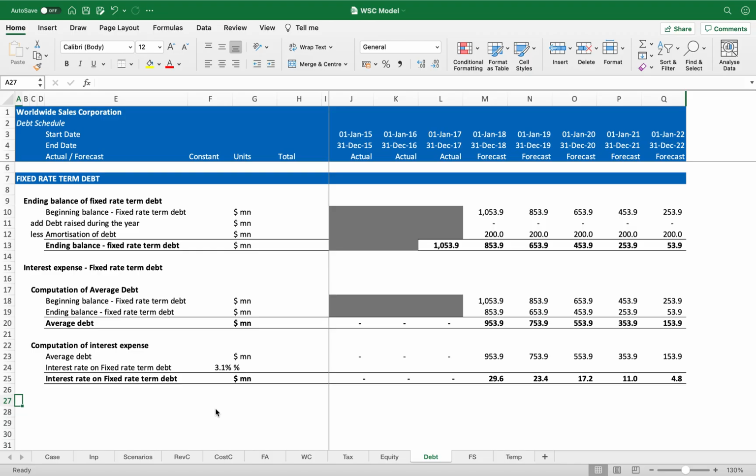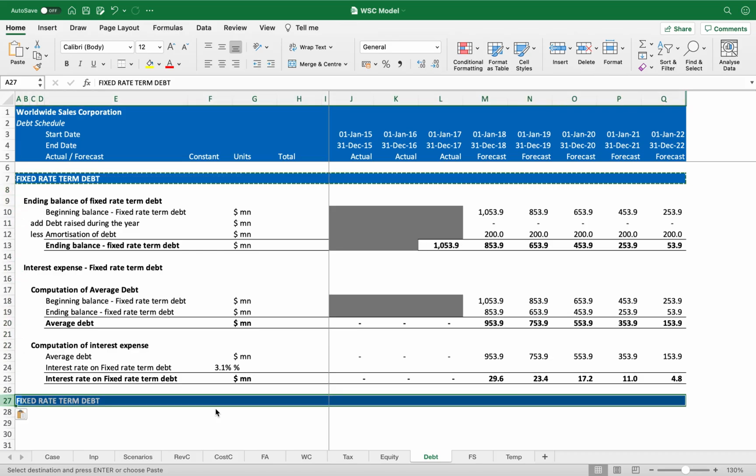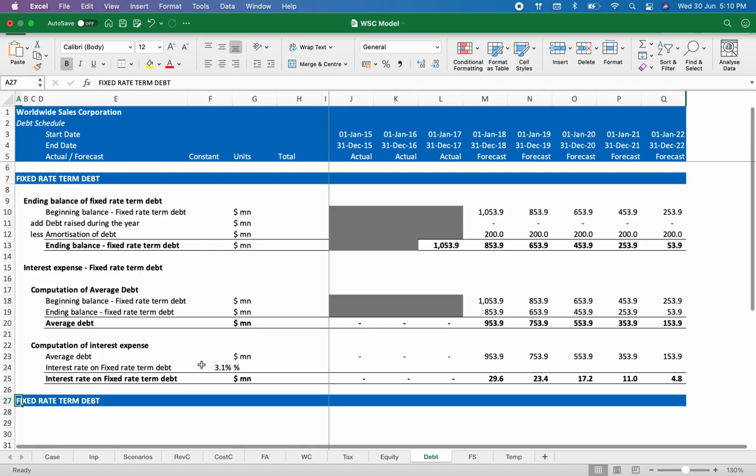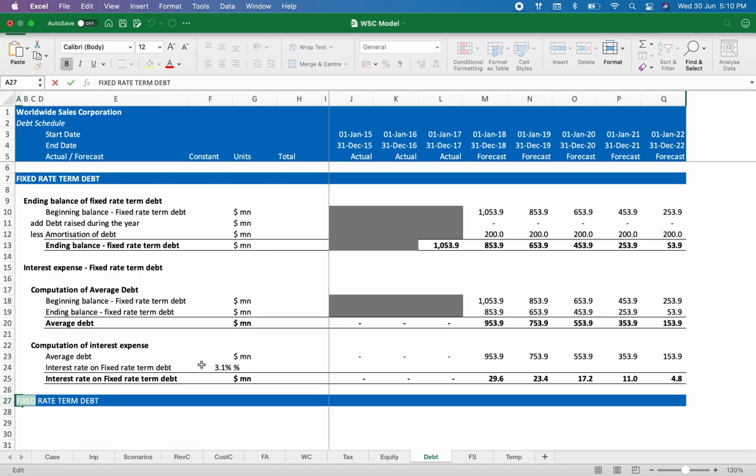Okay, fair enough. Now, that's it for the fixed rate term debt. I need to do the exact same thing for the variable rate term debt, right? So, simply change the word fixed to variable.